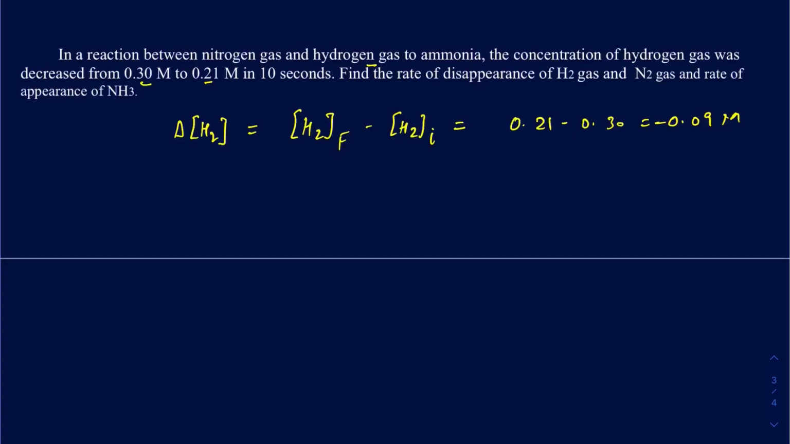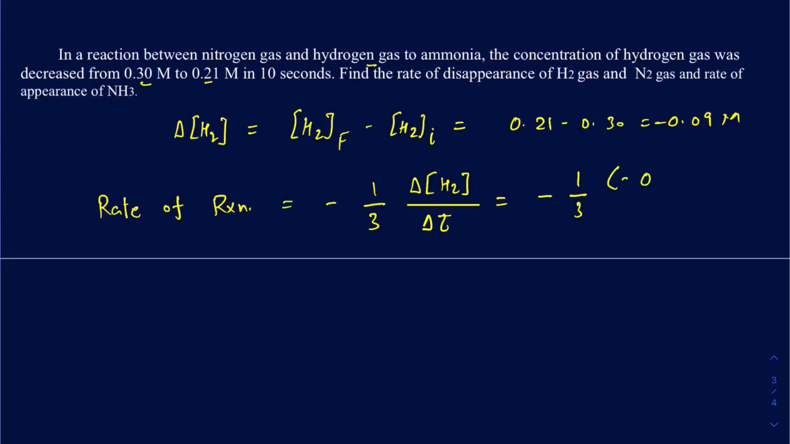Now, if I want to write down the rate of this reaction with respect to hydrogen, it's going to be negative 1/3 the change in the concentration of H2 over the change in time. So now we actually know everything. We've got negative 1/3, the change in the concentration of H2 is negative 0.09, divided by the change in time, which is 10 seconds. So we'll just do the math here, and that gives you the rate of the reaction.